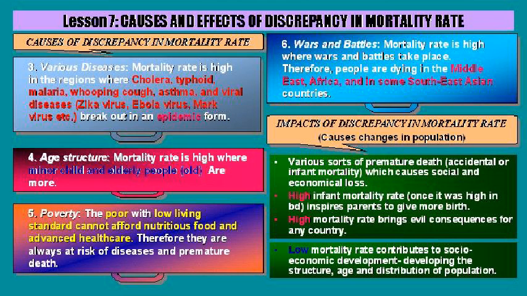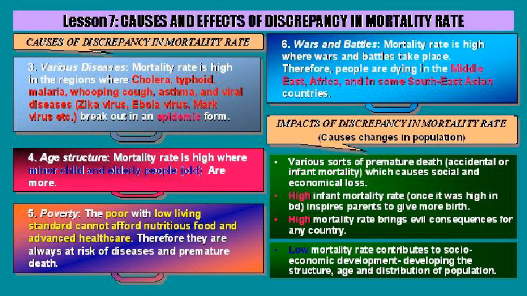Mortality rate is high in the regions where cholera, typhoid, malaria, whooping cough, asthma and viral diseases, something like Zika virus, Ebola virus, Marburg virus, etc. These kinds of virus diseases break out in an epidemic form.